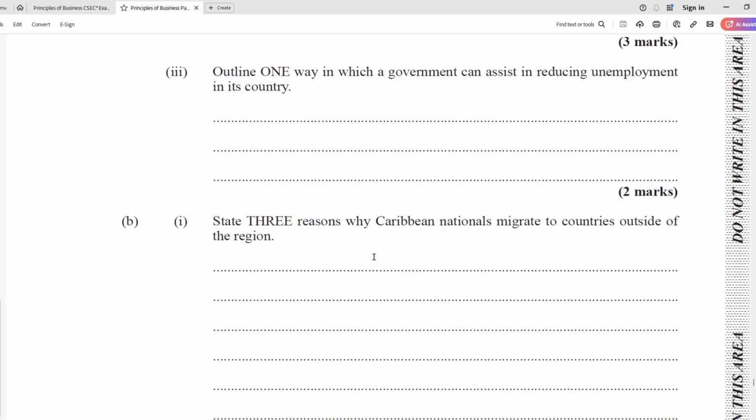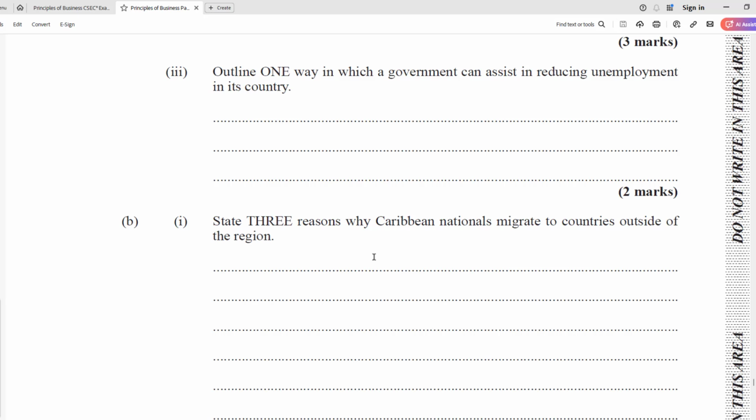If you look at something like frictional unemployment, that's unemployment that occurs when you're moving from one job to the next, or also when you enter the workforce for the first time. That's the period between not having a job and getting a new job. That's frictional unemployment. And of course, to reduce that, the same thing applies.